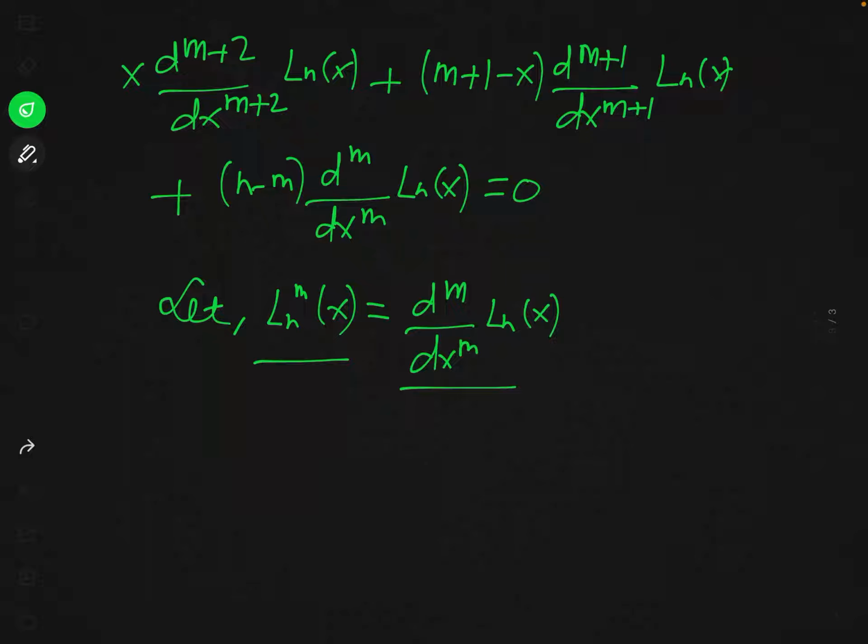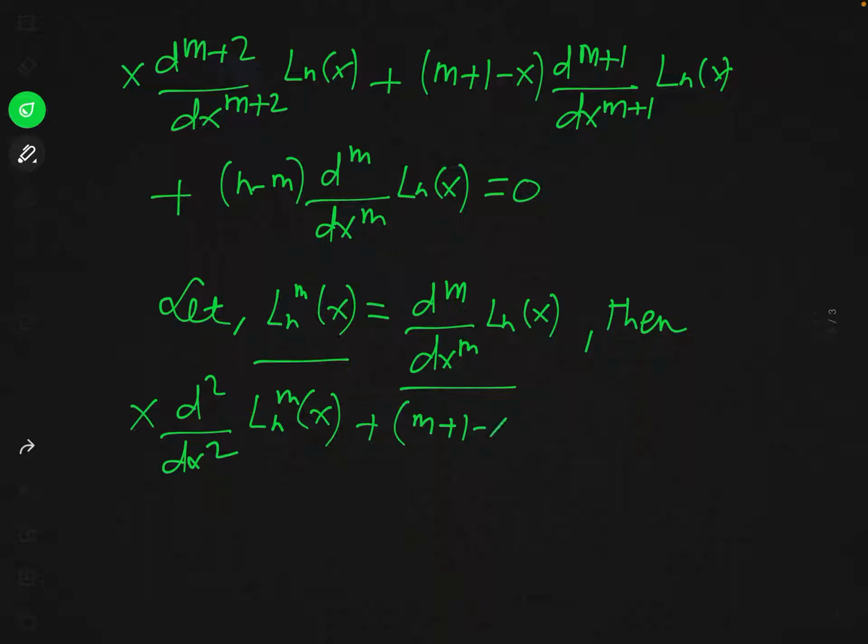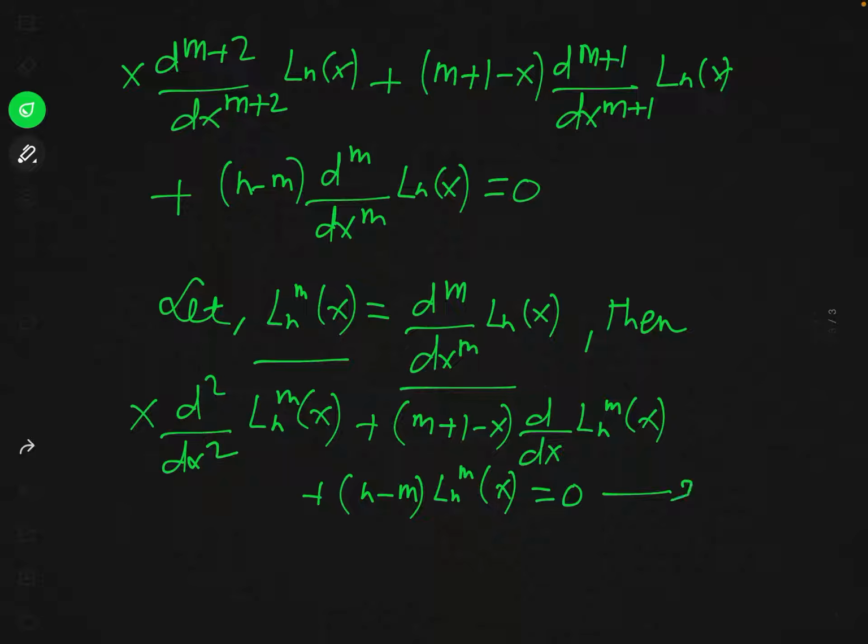You can see easily, our result will be x d²/dx² L_n^m(x) + (m + 1 − x) d/dx L_n^m(x) + (n − m) L_n^m(x) equal to 0. Let us say this is equation 3.